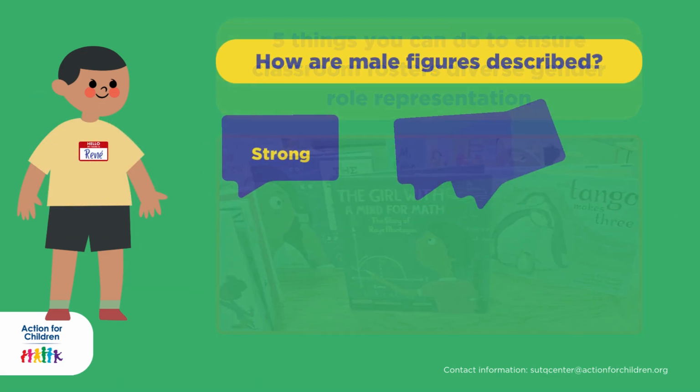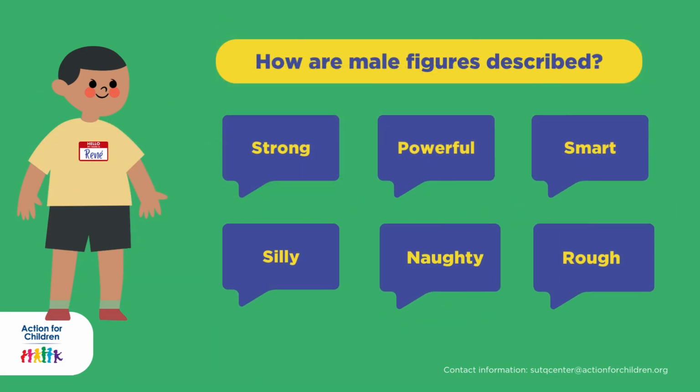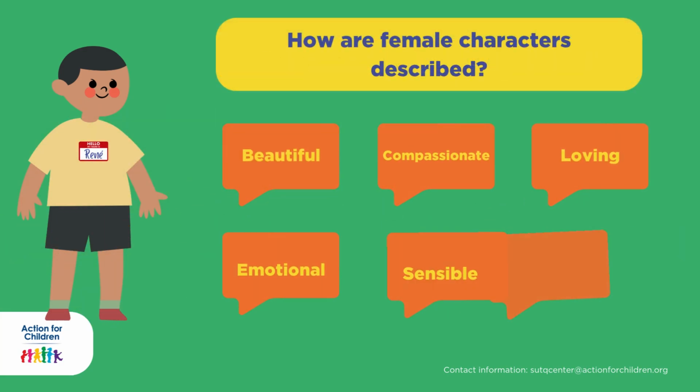How are the characters described in the book? What adjectives are used? Are males described as being strong, powerful, smart, silly, naughty, and rough, while female characters are described as being beautiful, compassionate, loving, emotional, sensible, and helpful?